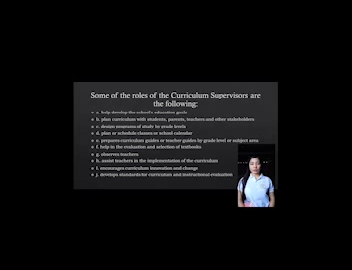A. Help develop the school's educational goals. B. Plan curriculum with students, parents, teachers, and other stakeholders. C. Design programs of study by grade levels. D. Plan or schedule classes or school calendar. E. Prepare curriculum guides or teacher's guides by grade level or subject area. F. Help in the evaluation and selection of textbooks.